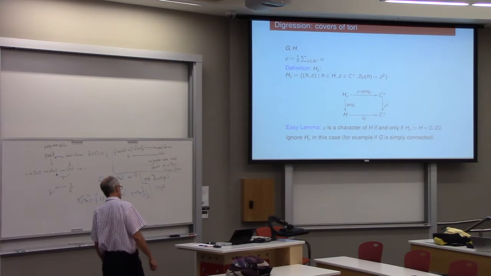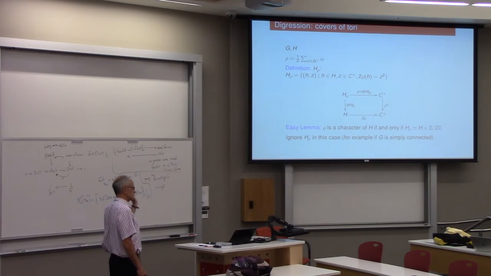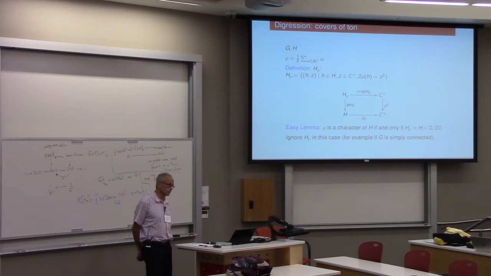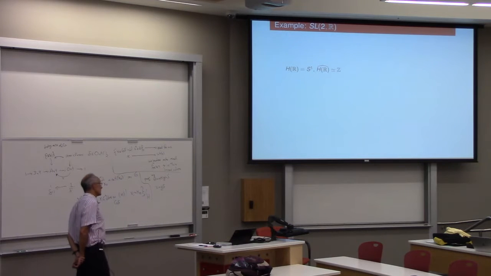If rho actually lifts to H, we just ignore this, and we often do that when we're talking about this stuff, because it's a distraction. And, for example, if the group is simply connected, then rho always exponentiates, and you can forget about it. Right. So that's all I'm going to have to say about that.